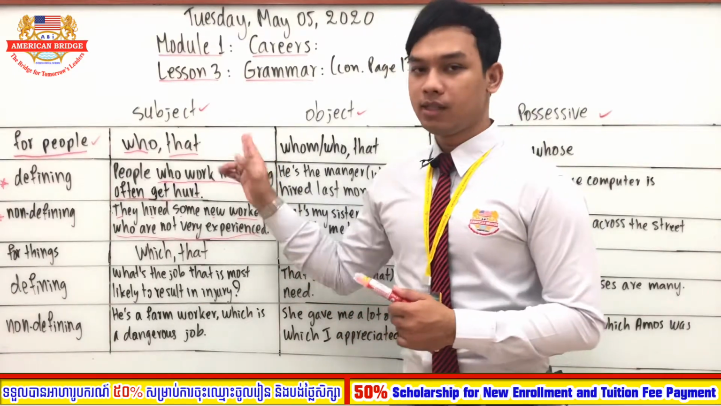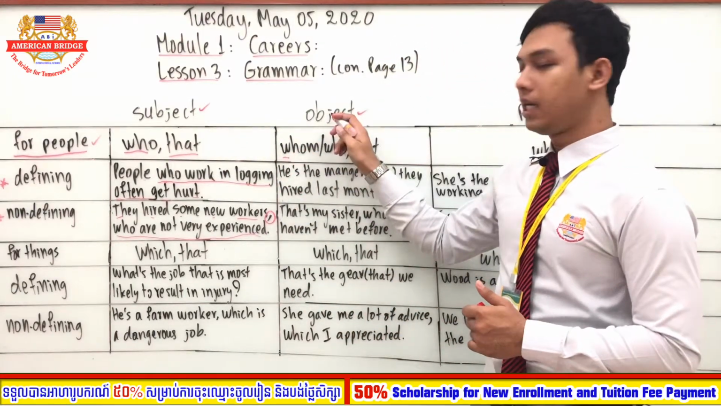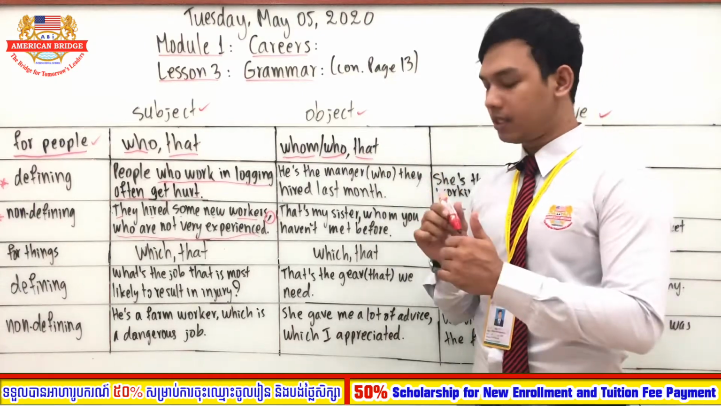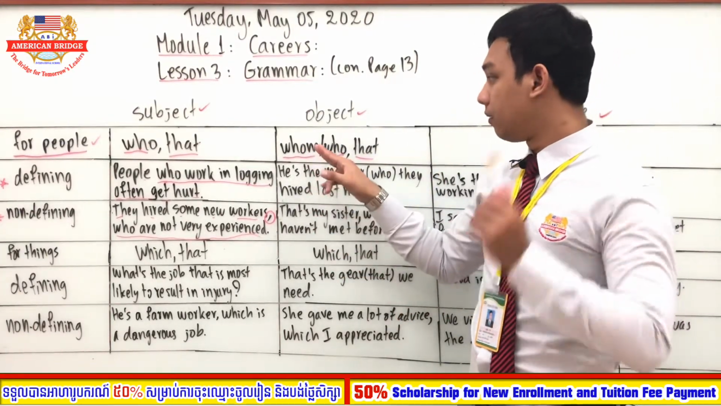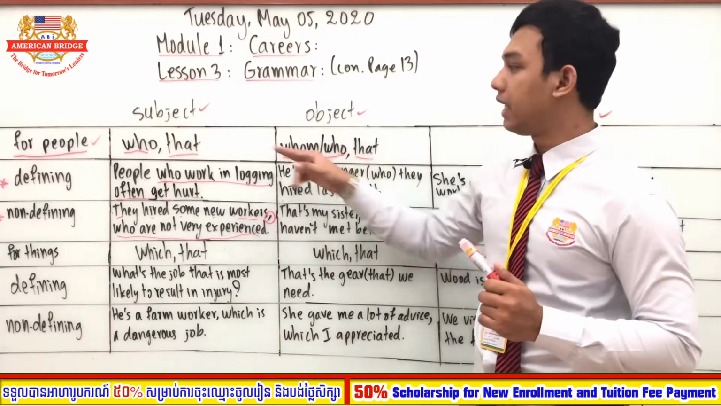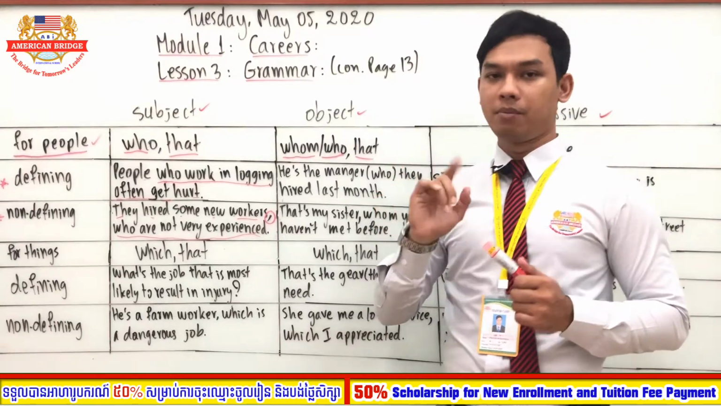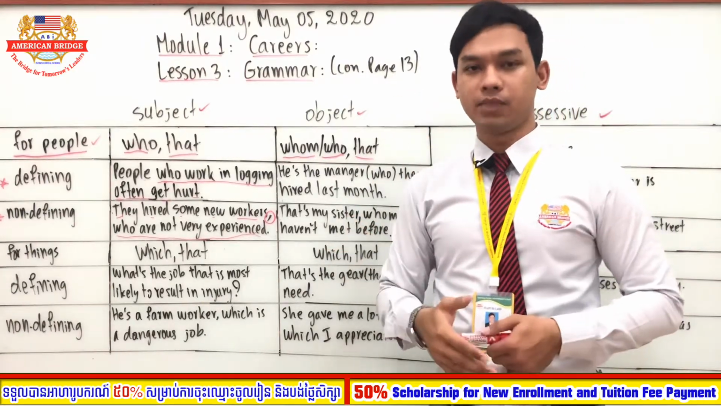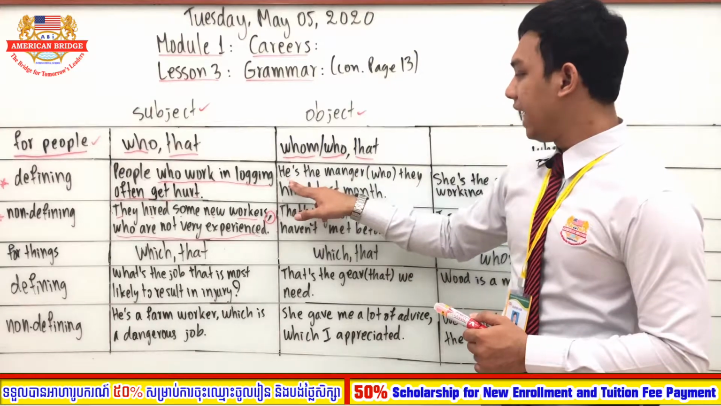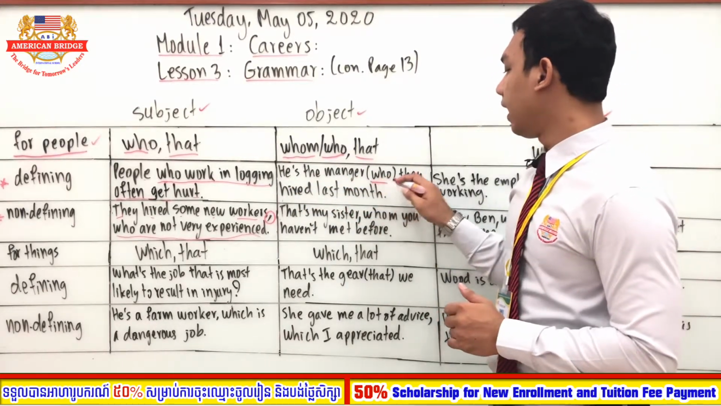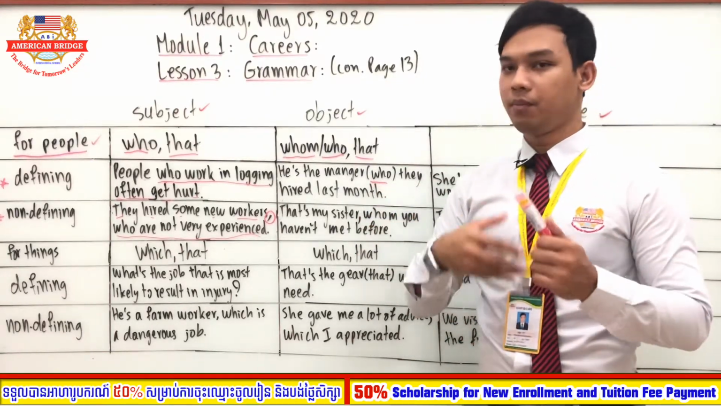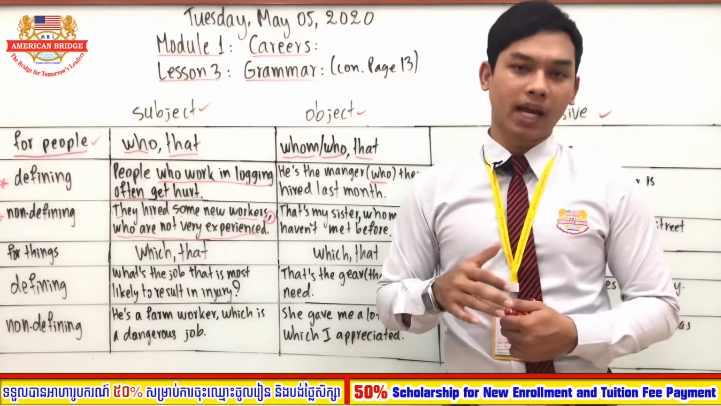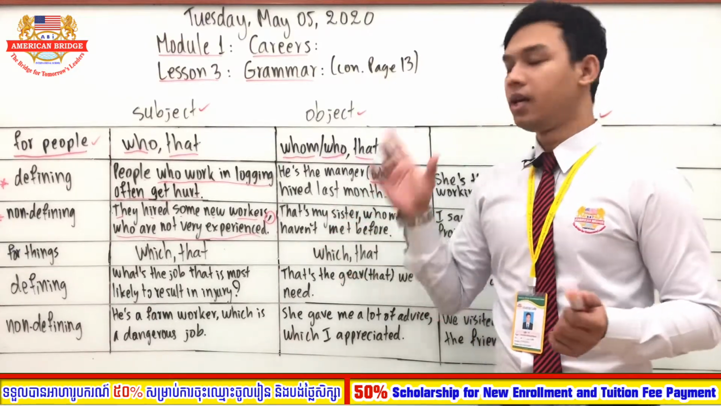Okay, and then let's look at the object altogether, everyone. In the object, you can use whom or who and that in the sentence. Whom and who are the same, you can use either, but in the subject you have to use only who. Remember that you cannot use whom in the subject, but in the object you can use whom and who. You can choose. For example, we say he's the manager, and then who here is in brackets. So who here is optional, right? You can write the word who or not. It depends on what you like. If you do not write who, it doesn't matter. If you write who, it doesn't matter.